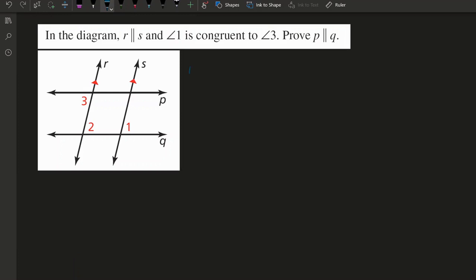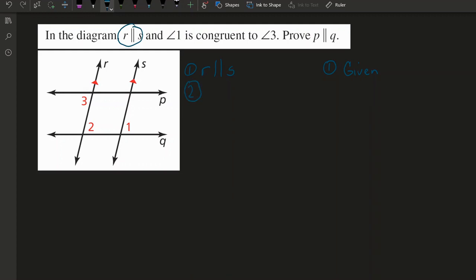So step 1 is I can say that R is parallel to S. How do I know that R is parallel to S? Well, because it says so in the problem. And anytime I have information that's given to me in the problem, I put the reason for that as being given.